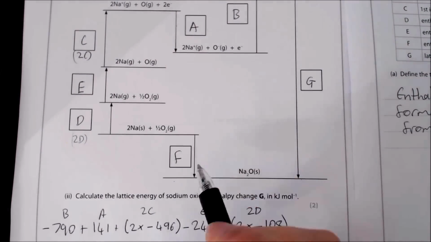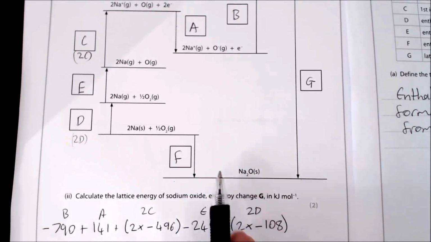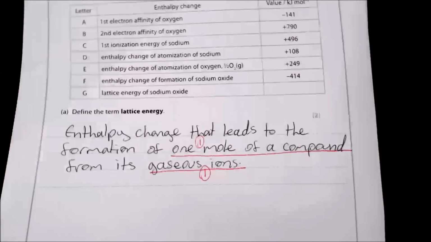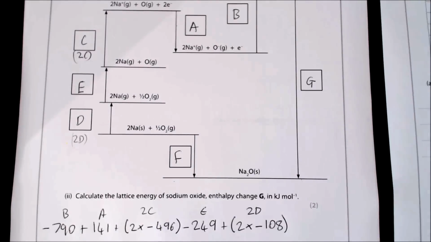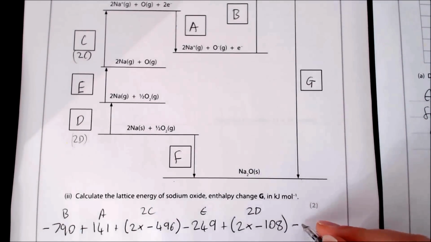And then we come on to F. Now F, we're going with the arrow to get to our final destination. So F is just minus 414, so we keep the sign as it is. So that's going to be minus 414.